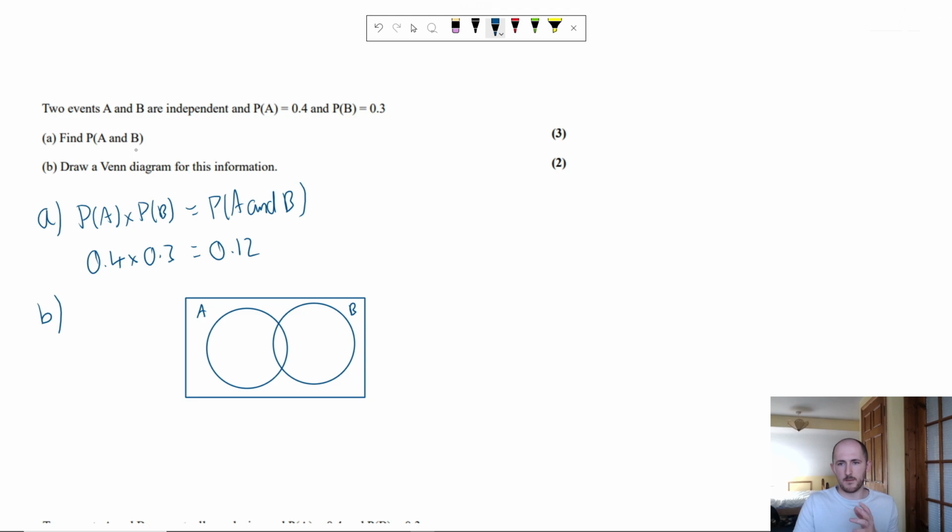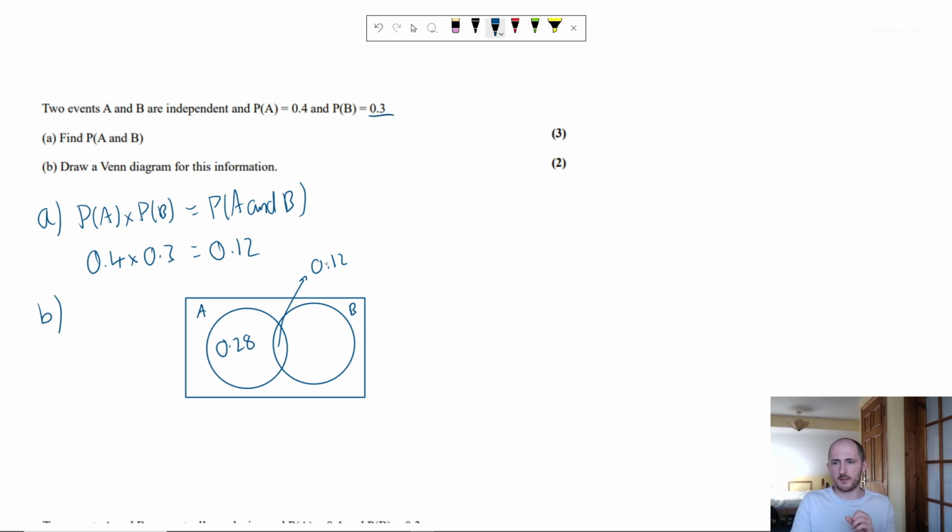And then the probability of A is 0.4, but if you remember, the probability of both was 0.12. So I've kind of made that a bit small, 0.12. 0.4 minus 0.12 gives me 0.28. Because remember, we still have to have numbers inside the circles themselves.